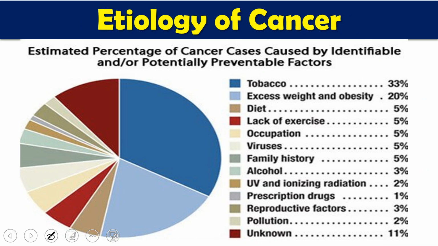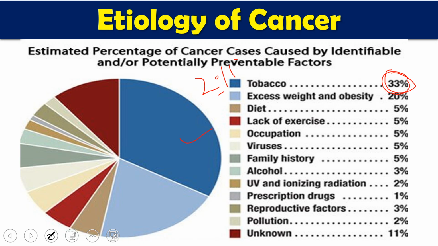This is the percentage contribution from the different risk factors. You can see here that tobacco is roughly 33%. This is slightly old data, roughly 2014-15 data. According to that, tobacco has a 33% probability of causing cancers.